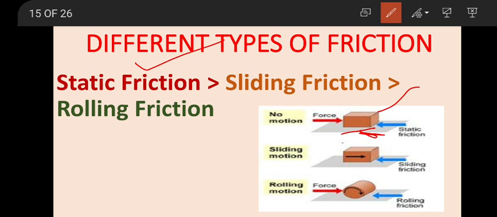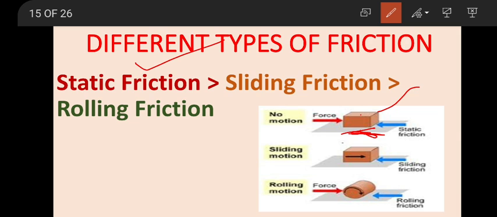It has not come in motion. It is just lying at rest. So when it is lying at rest, the interlocking between the two surfaces' irregularities is stronger. So the friction existing between these two surfaces, we call static friction. Here the static friction will be maximum.